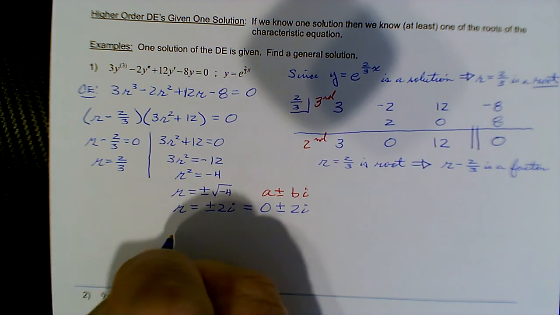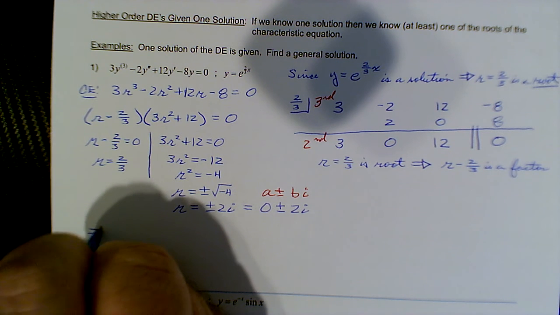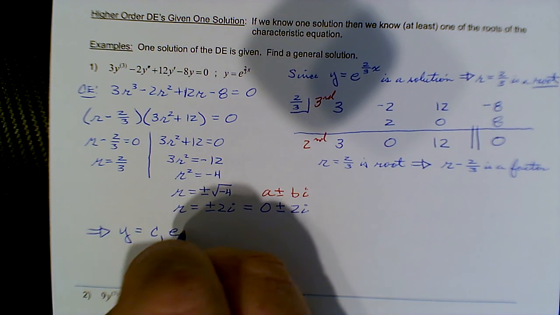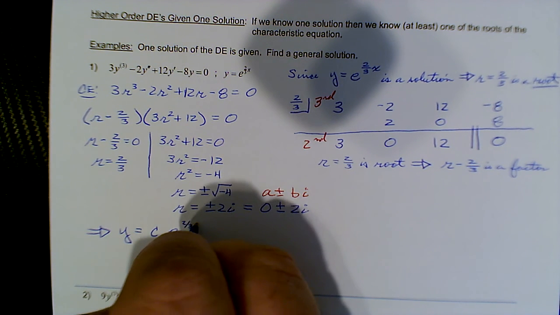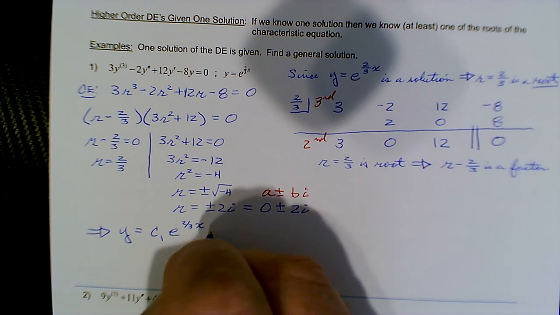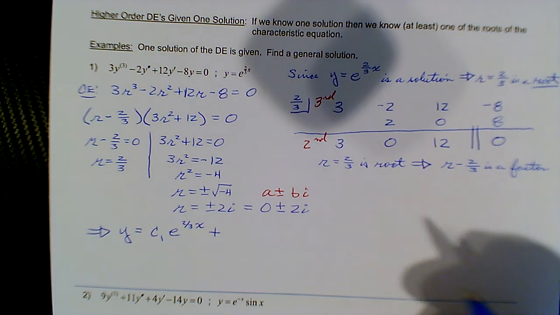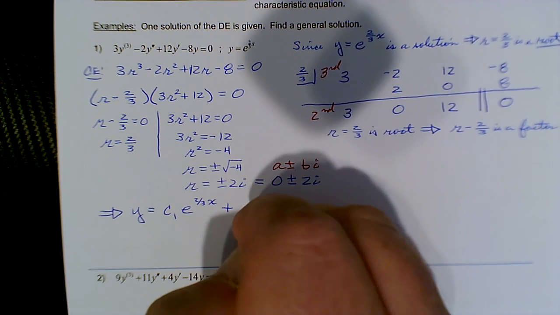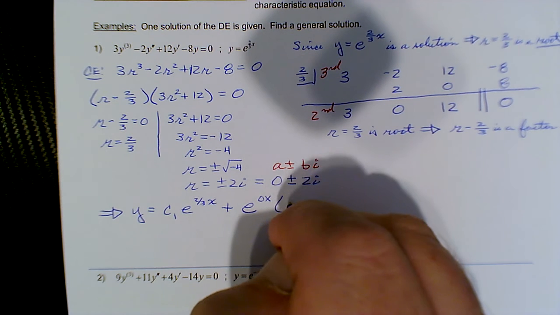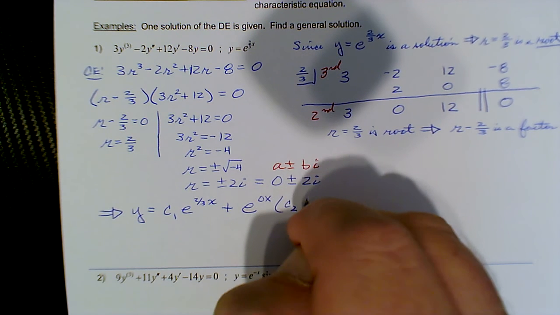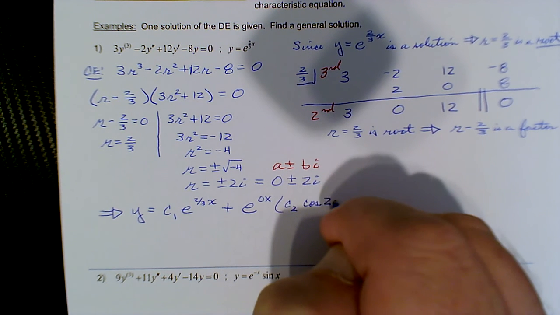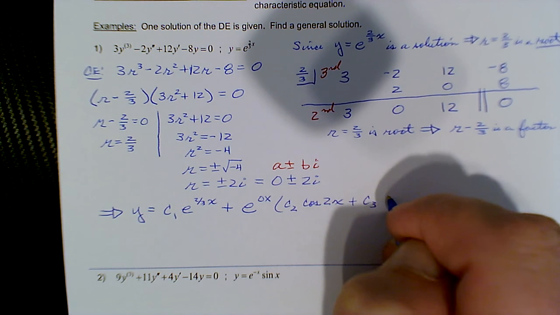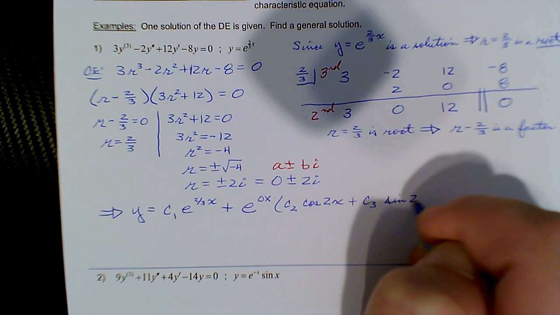Okay, so now we know a general solution then is y equaling, okay, the c1 e to the 2/3 x coming from the 2/3, but then coming from the complex conjugate pair, plus e to the ax, so that's e to the 0x, and then we'll say c2 cosine, b is 2, so 2x, and then c3 sine of 2x.